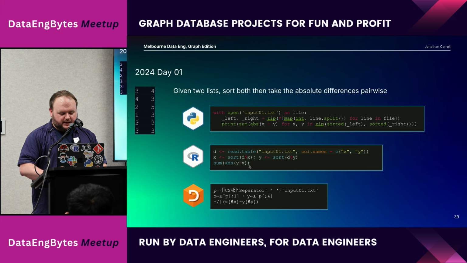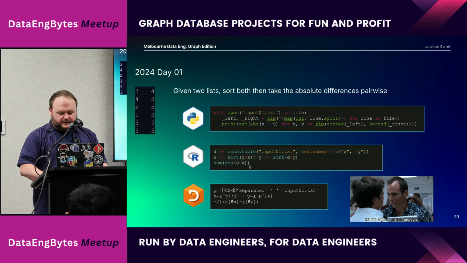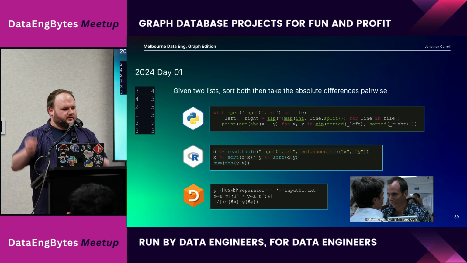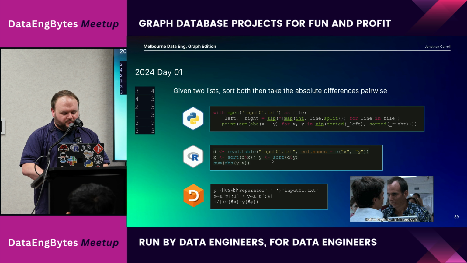In R, basically the same thing: read it in, sort, take the difference. In APL, and yes, that's a language that is sort of half English, half squiggly, basically the same thing. Read it in, sort them, take the difference. What I like about this example is that all of these have different semantics between the two lists. In the first case, you create two different vectors, zip them together, and then unpack them again. In the second one, you create a data frame where you can construct two things that are stored together, sort them independently, and then pull them apart. And then in the third one, you do the same.